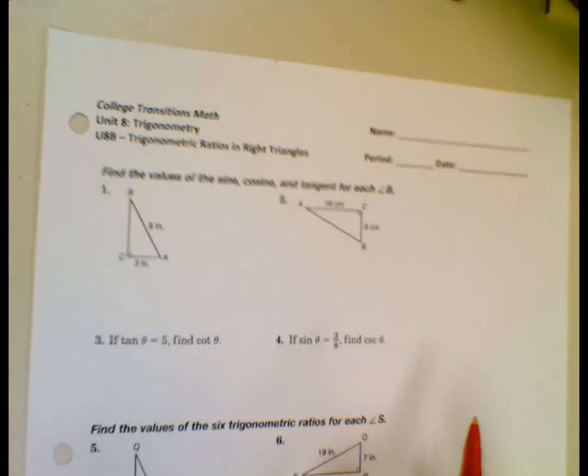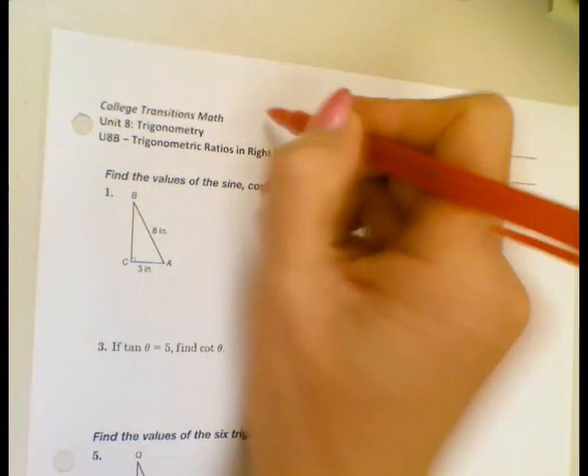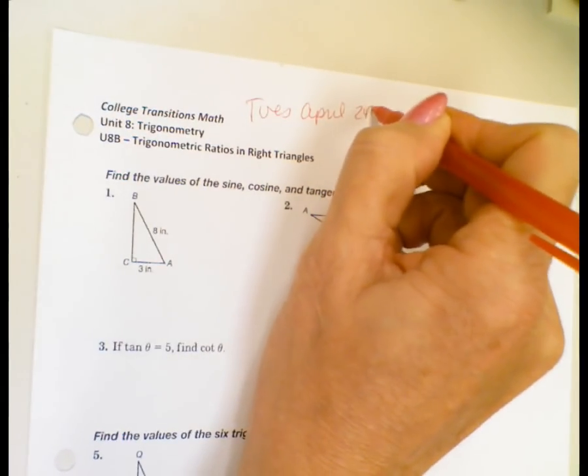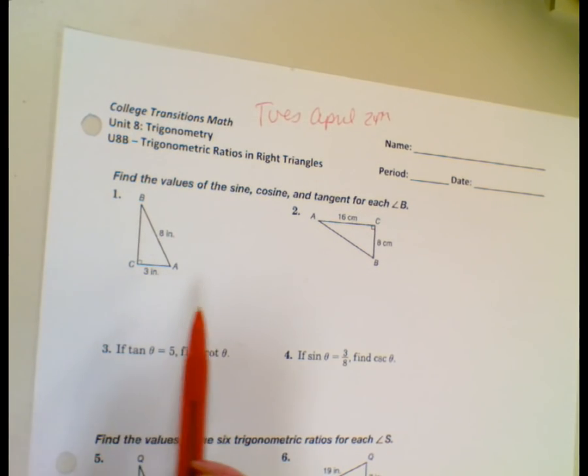Okay, this is homework U8B. This is Tuesday, April 24th. This is just going to be the first 10 minutes, and then we're doing the unit circle today.